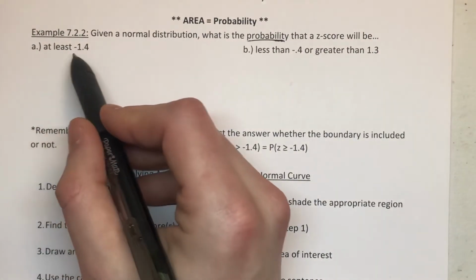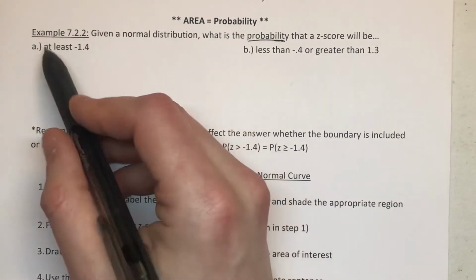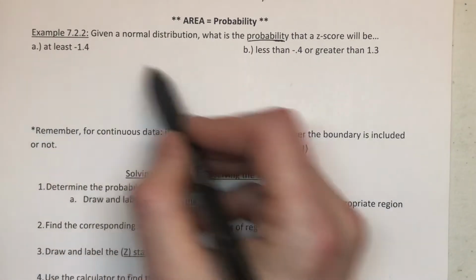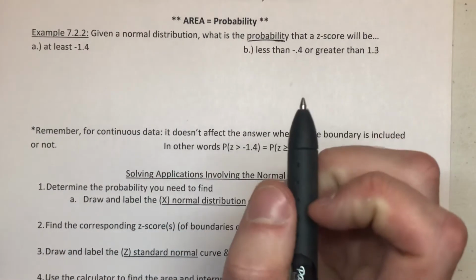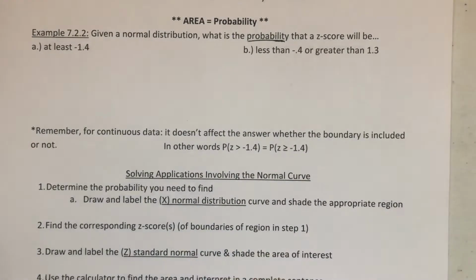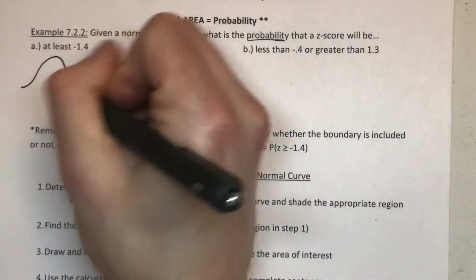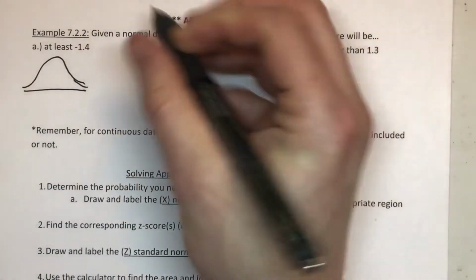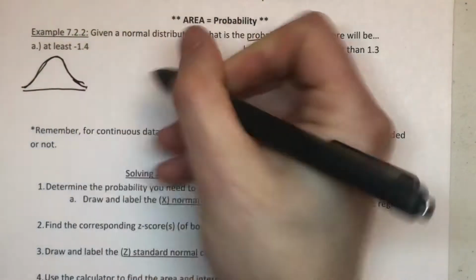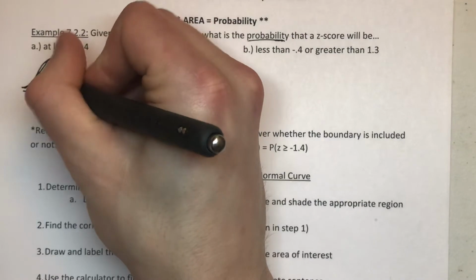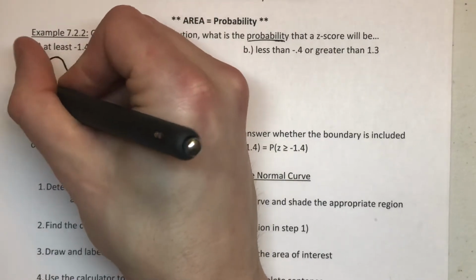So if I want at least -1.4, make sure we know what at least means. At least means this or more. So we're looking to the right of -1.4. I'll go ahead and draw a picture here. We're going to start drawing pictures almost constantly with this next example. But for this one, if you've got a bell-shaped, normal curve, -1.4 is somewhere over here to the left, right? Maybe halfway between the middle and what looks like the end.